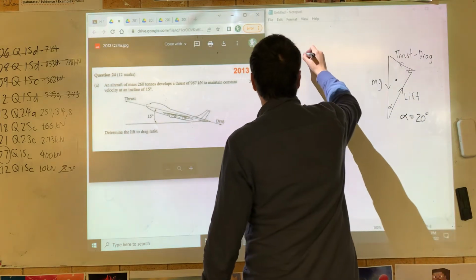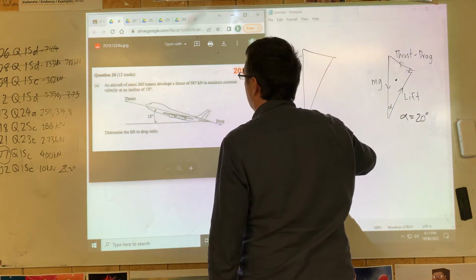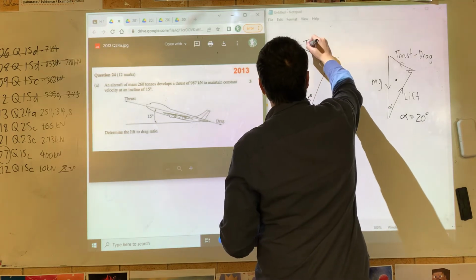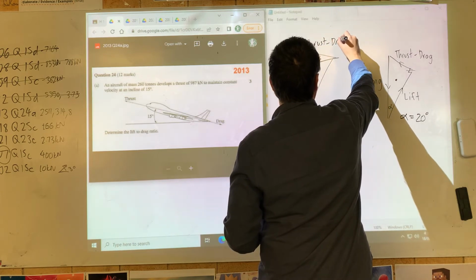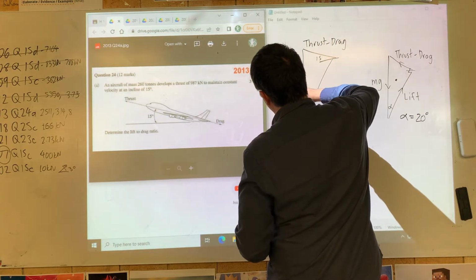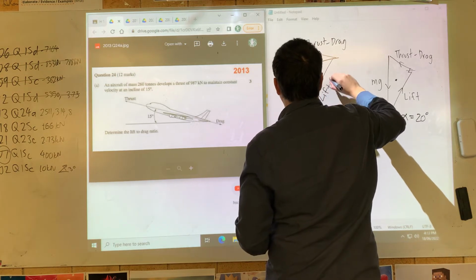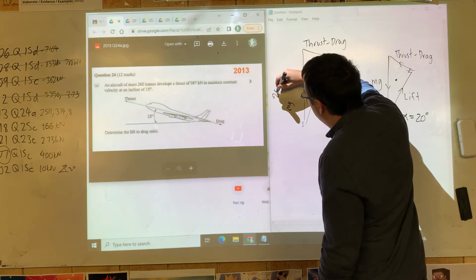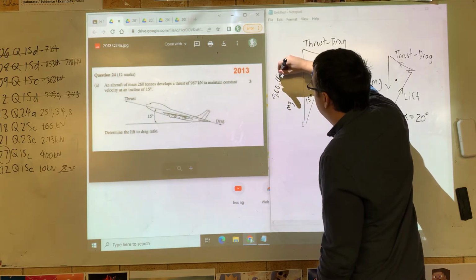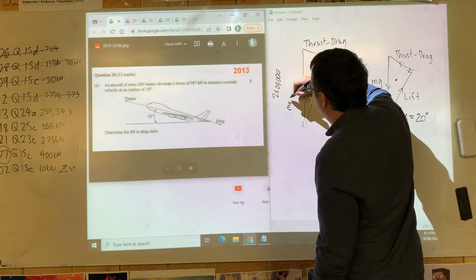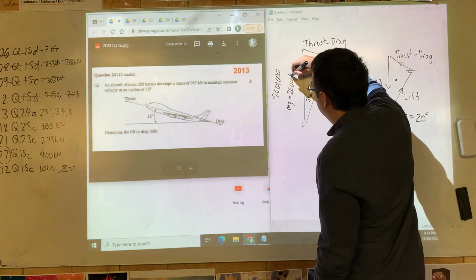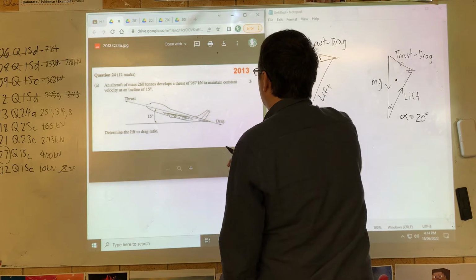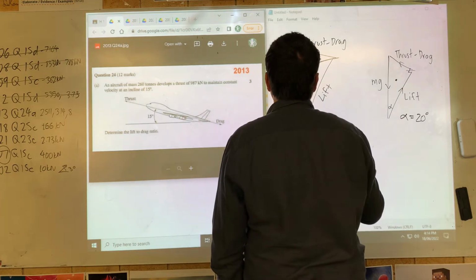Okay, so we've got 15 degrees up here, which means we've got 15 degrees down here. We've got thrust minus drag. We've got mass times gravity, and we've got lift. So what have they told us? It's 260 tons. So 260 tons, times 1,000 times 10 is going to give us 2,600 kilonewtons. So it's a pretty big, pretty heavy plane. You know, that's a commercial jet engine aircraft.